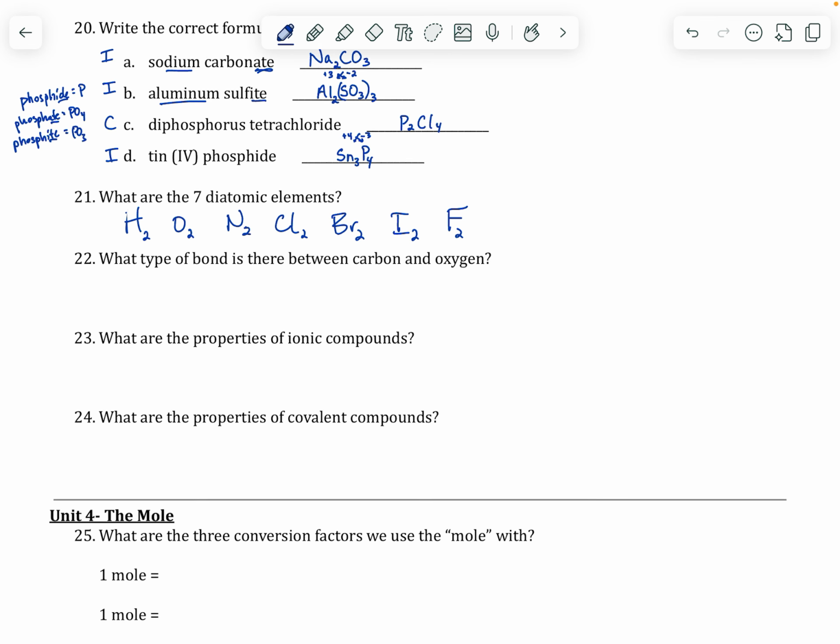What type of bond is there between carbon and oxygen? Remember, carbon and oxygen are nonmetals. Therefore, this would be a covalent bond.